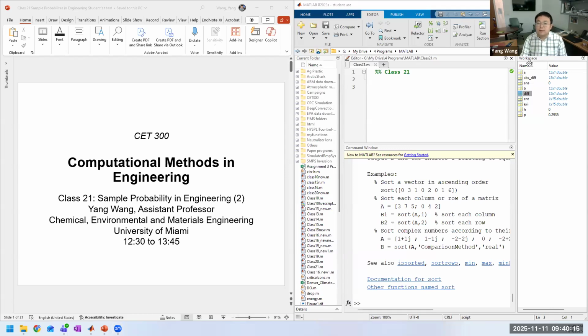Okay, hello everyone. So this class we're going to continue with our discussion about computational methods in engineering. We're going to continue with the sample probability calculation. Specifically, we're going to spend some time on the student t-test, and some other tests we can use to tell whether there is a statistical difference between the sample and the population or between different samples.